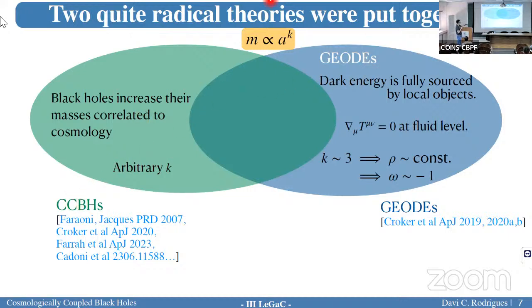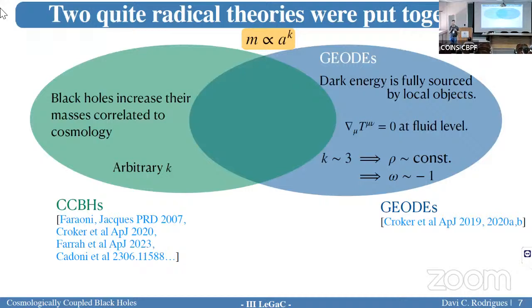The other one is this theory of geodes. I forget now the name. It's a proposal in which the dark energy could be sourced by local structures. So instead of dark energy being homogeneously distributed, it could be sourced by local structures, something like black holes, for instance. And it is possible to have something closer to what you understand as dark energy if these geodes increase their mass cosmologically, proportional to a to the power of k, with k equal to 3.